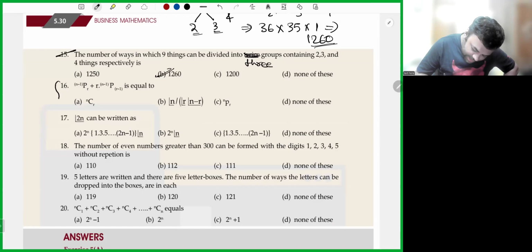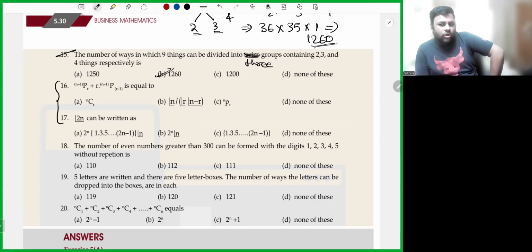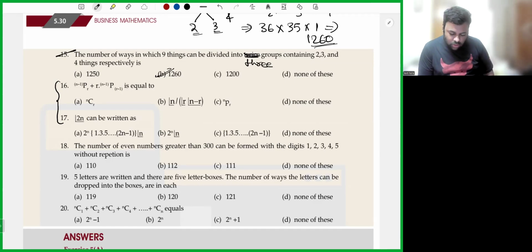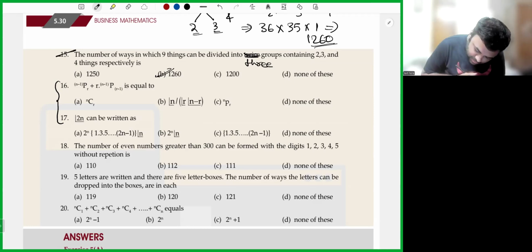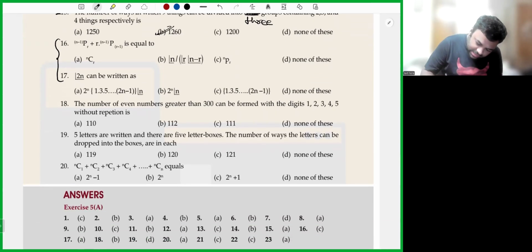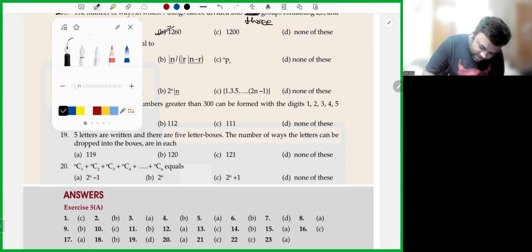Whenever you are having questions like this 16 and 17, what you do is just go ahead and do option verification. Okay, you need not solve the 16th and 17th question. Just go ahead and do option verification. Like the 16th question is there. What we'll do, let's go ahead and select one number. N minus 1 PR plus R into N minus 1 PR minus 1 is given.